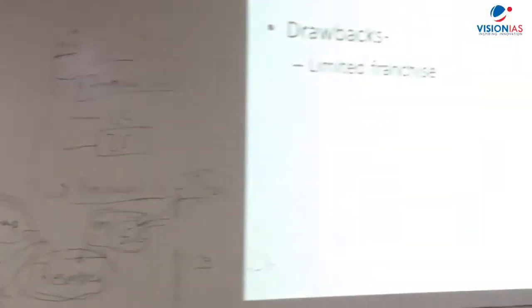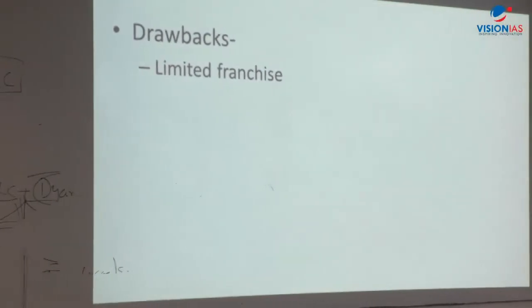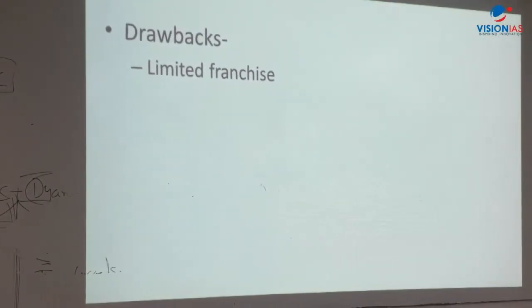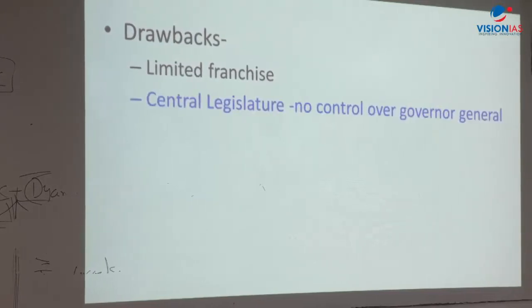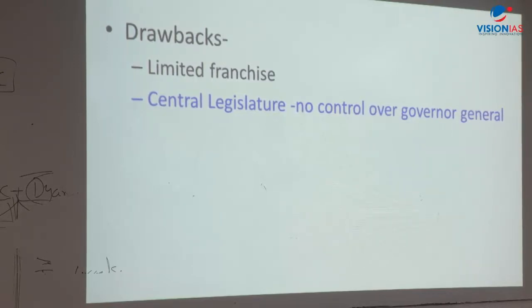So, the drawbacks of the 1919 Act was limited franchise, because even now, the right to vote was not made universal. Secondly, at the central level, there was no control over the Governor General. The Governor General was in complete charge of the Imperial Legislative Council also. So whatever changes were introduced, they were introduced at the provincial level. The Government of India Act promised diarchy at the central level or provincial level? Provincial level.